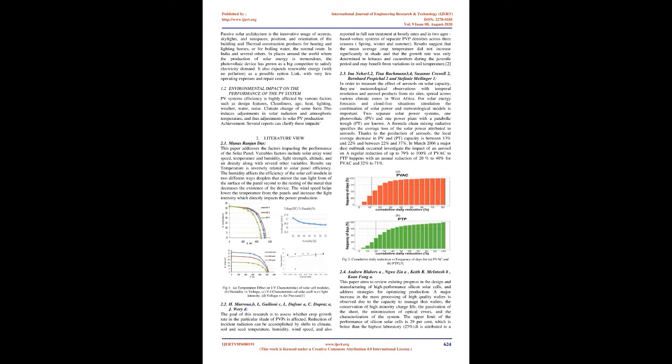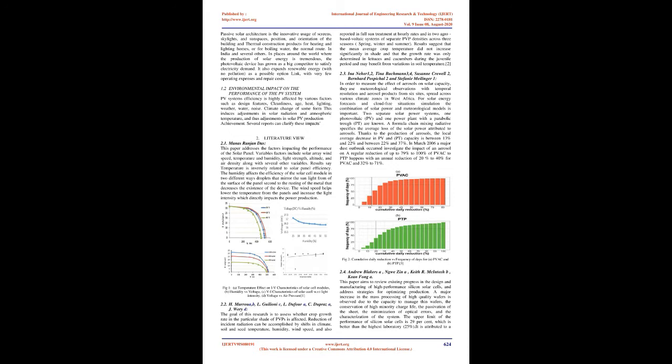costs. PV systems efficiency is highly affected by various factors such as design features, cleanliness, age, heat, lighting, weather, water, noise. Climate change of some form induces adjustments in solar radiation and atmospheric temperature, and thus adjustments in solar PV production. Several reports can clarify these impacts.